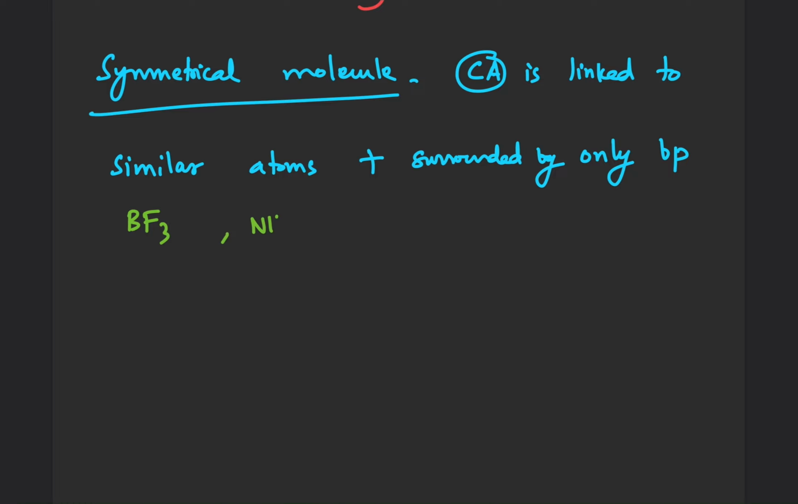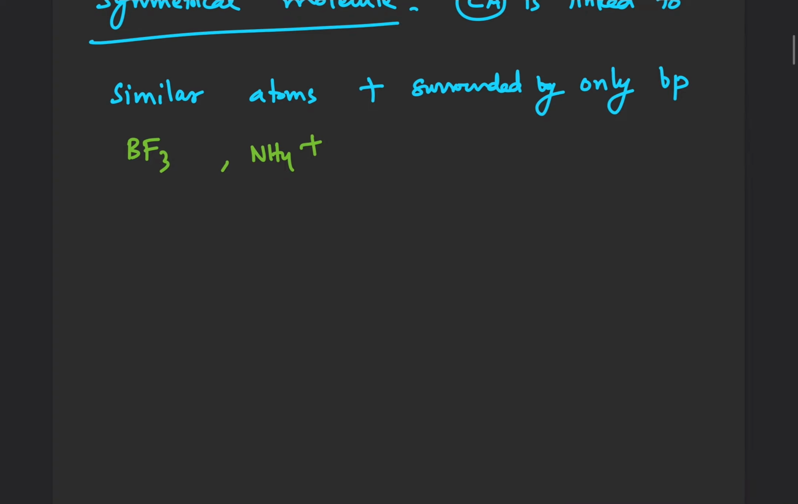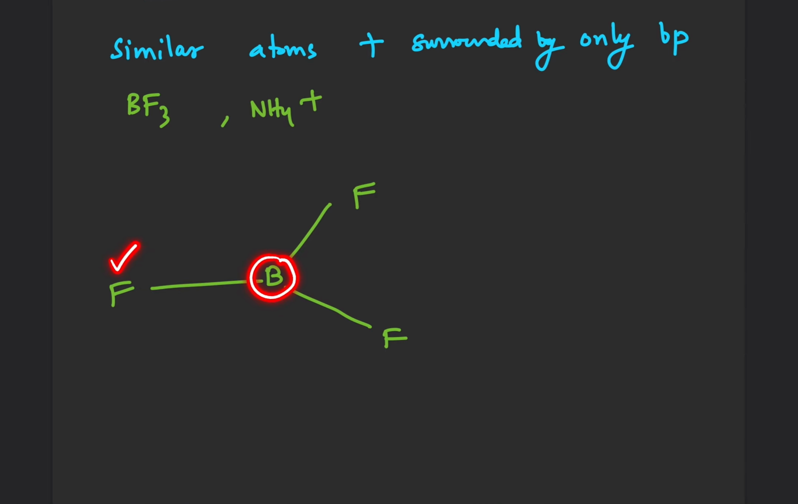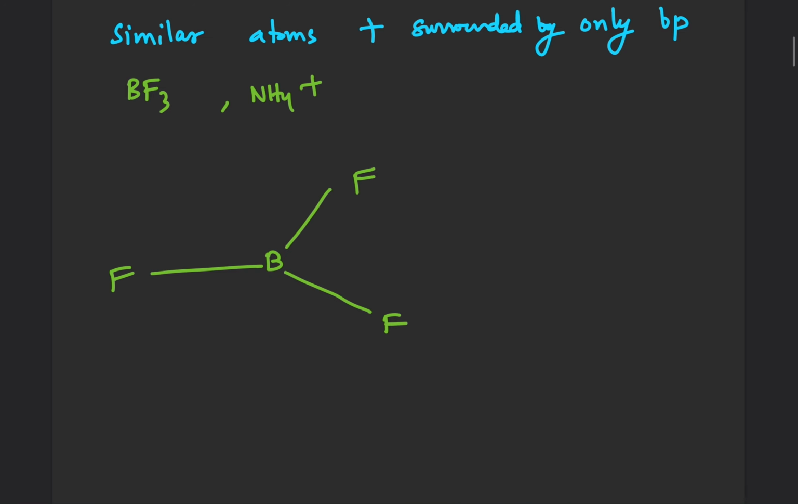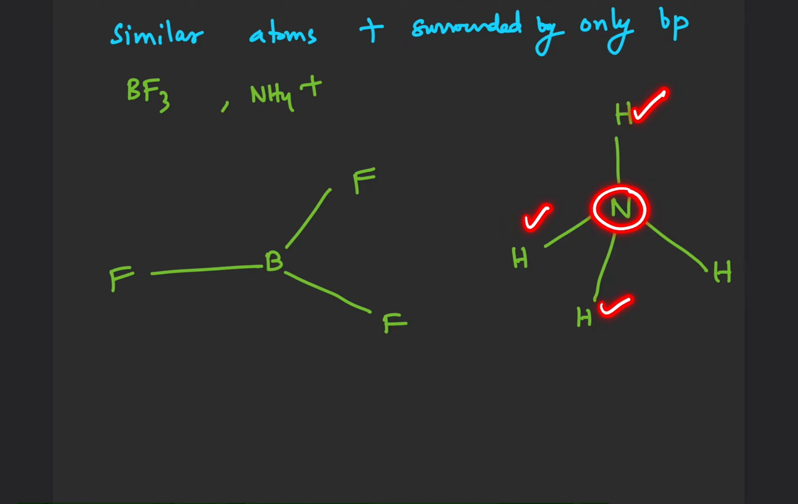BF3, NH4 plus. Okay, BF3 is trigonal planar. So you can see the central atom boron is surrounded by similar fluorine atoms and there are no lone pairs. So this is a symmetrical molecule. Same thing applies to NH4 plus. NH4 plus is tetrahedral and it can be represented like this. So you can see the central atom nitrogen is surrounded by similar atoms and also there are no lone pairs. There are only bond pairs around the central atom nitrogen.